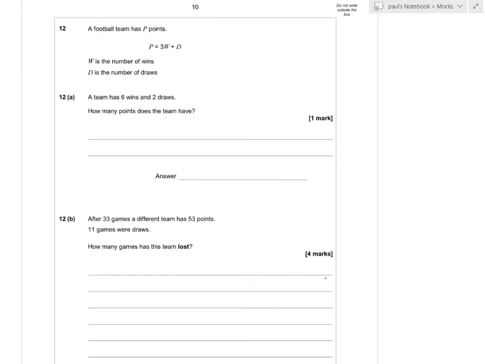A football team has P points. W is the number of wins. D is the number of draws. A team has 6 wins and 2 draws. How many points do they have? Well, the points equals 3 times 6 plus 2. They've just got 1 point for a draw, don't they? 18 and 2 is 20 points. 20 points for that football team. That's doing all right, aren't they?